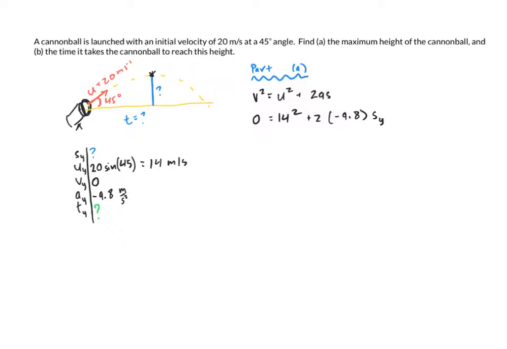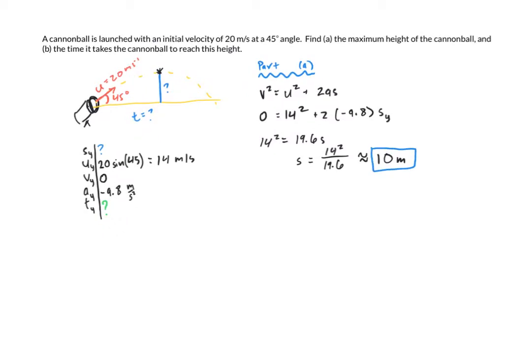So solving this, I get 14 squared equals 19.6s, or s equals 14 squared over 19.6, which is approximately 10 meters. And there you have it, guys. I have solved for my maximum height. Now, I'm ready to solve for my time to reach that maximum height. So figure out part B.